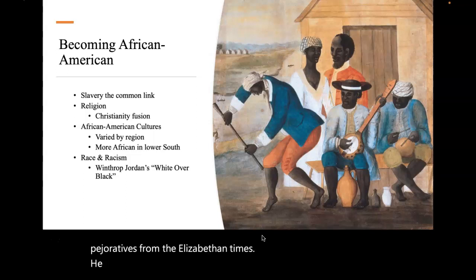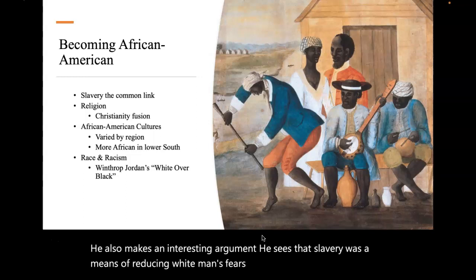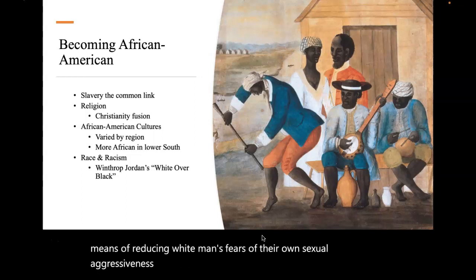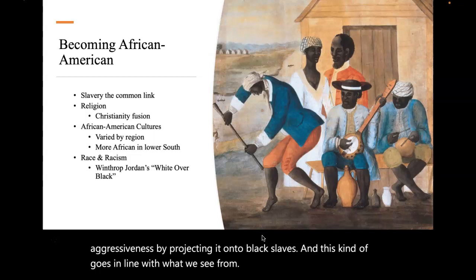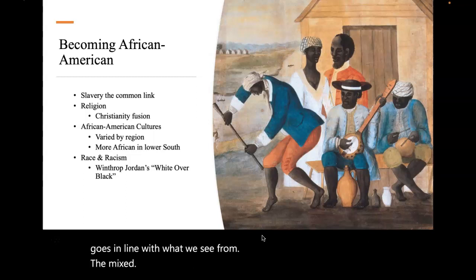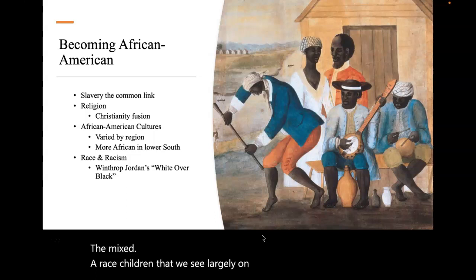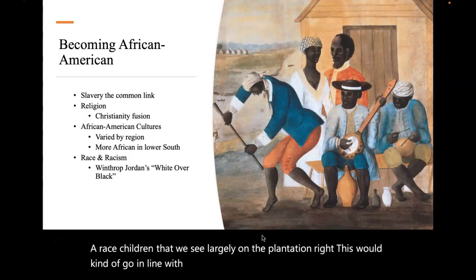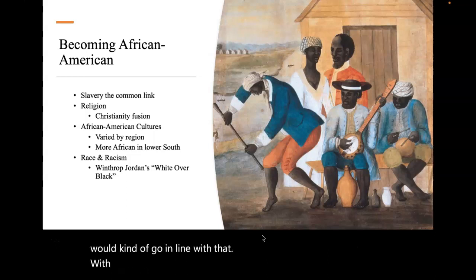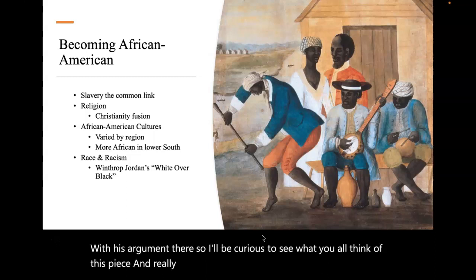He also makes an interesting argument. He sees that slavery was a means of reducing white men's fears of their own sexual aggressiveness by projecting it onto Black slaves. And this kind of goes in line with what we see from the mixed race children that we see largely on the plantation, right? This would go in line with his argument there. So I'll be curious to see what you all think of this piece and really trying to trace the origins of racism.